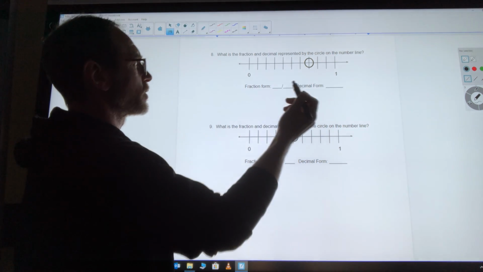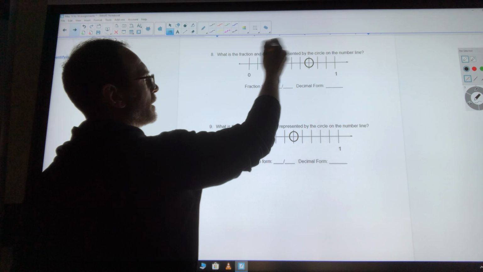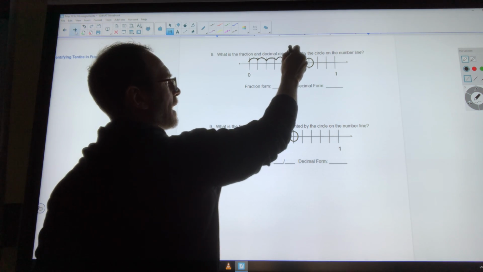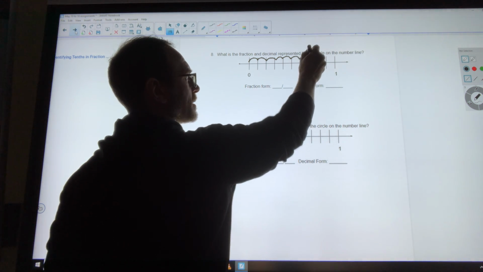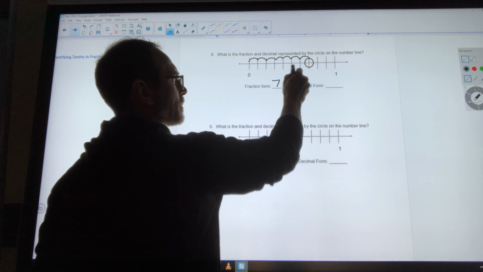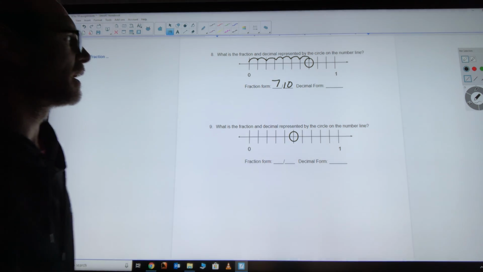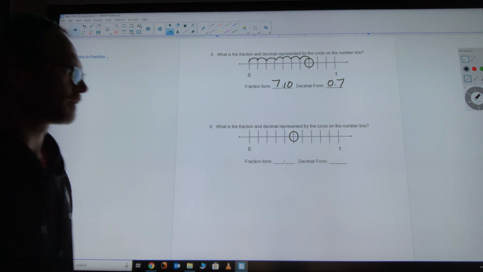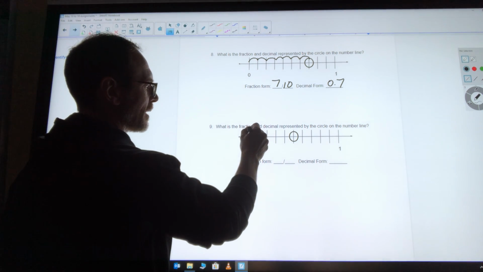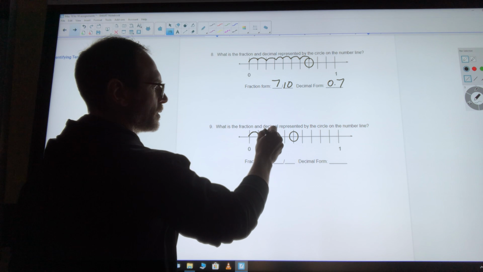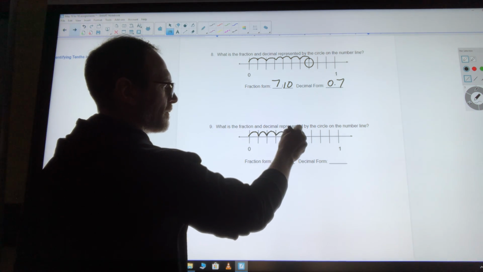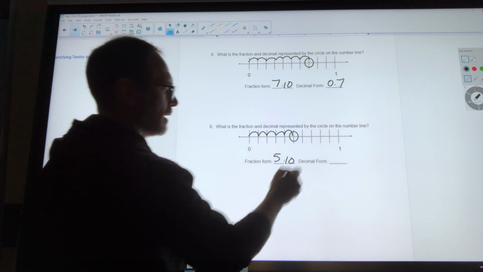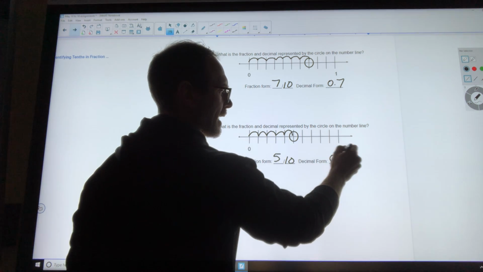For number 8, it's also a number line, but now the circle's down here. So we take 1 step, 2 steps, 3 steps, 4 steps, 5 steps, 6 steps, 7 steps. Of the 10 steps it takes to get from 0 to 1, that's 7 tenths. And in decimal form, we write that as 0.7. Last one. For number 9, we're going to go 1 step, 2 steps, 3 steps, 4 steps, 5 steps out of the 10 steps it takes to get from 0 to 1. So that's 5 tenths. And we write that as 0.5.